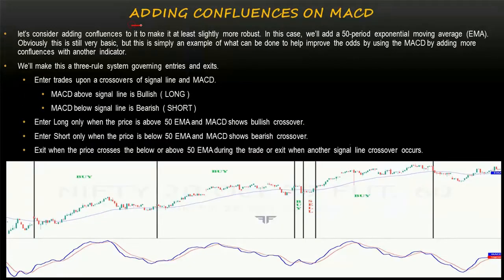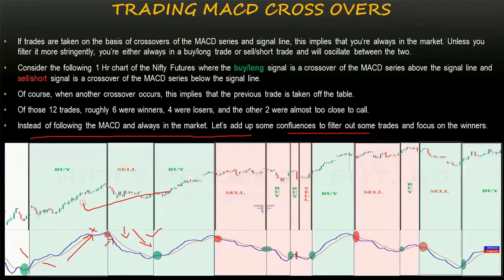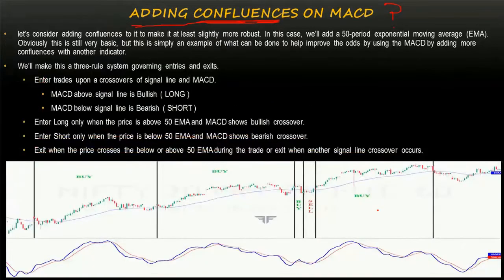You people may ask, Sharath, you said we will filter out low probability trades by adding confluences to our trades. So, how do we add extra confirmation and filter for the big winners? Yes, we can add confluences to our trades as well as to the signals provided by the MACD indicator. Let's consider adding confluences to MACD to make it at least slightly more robust.